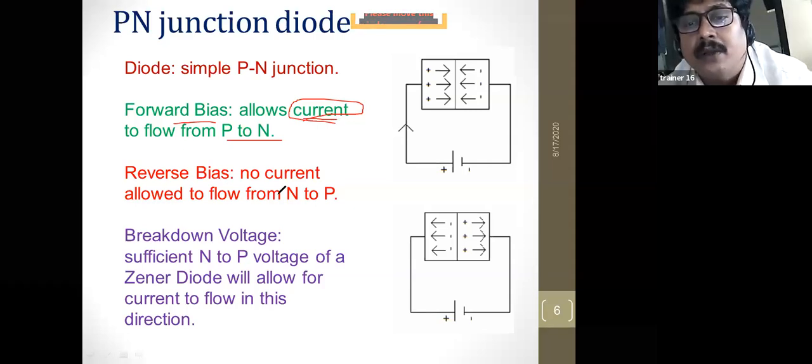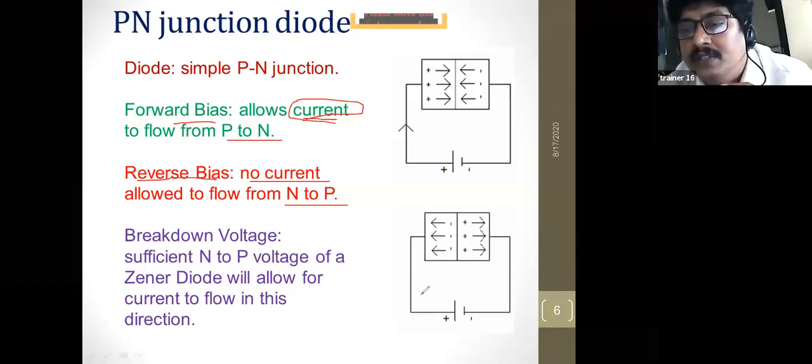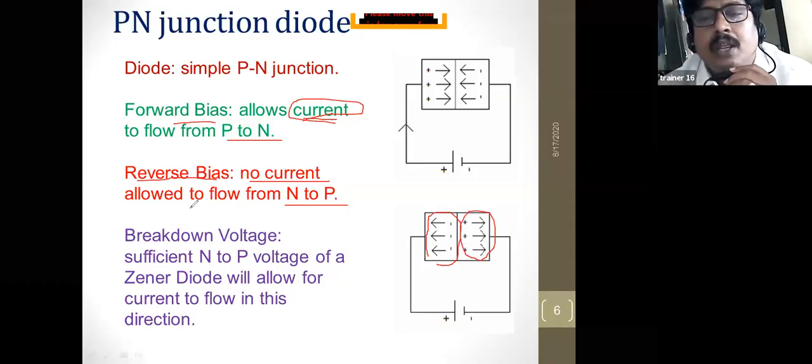In the case of the reverse bias, there is no current from N to P. Reverse bias means reverse direction, that is N to P, whereas forward bias is P to N. See here, this is the reverse bias. This is the negative N, and this is the positive P. This is N to P. That means no current, and here the majority carriers are holes.